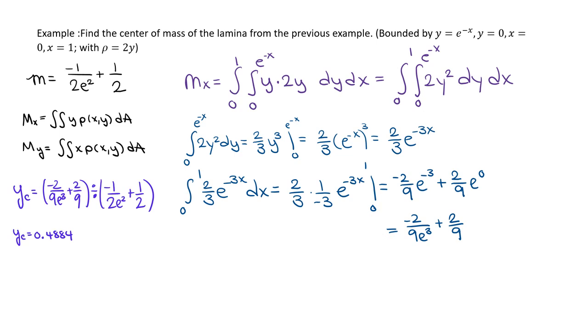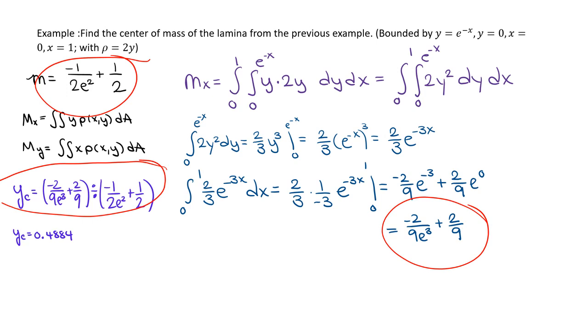We can use this to find the y-coordinate of our center of mass. To find the y-coordinate of our center of mass, we're going to take this moment with respect to the x-axis and divide it by the mass. And so now I finally did pull out my calculator and put all of that into my calculator. I got approximately 0.4884, and that would be the y-coordinate of my center of mass.